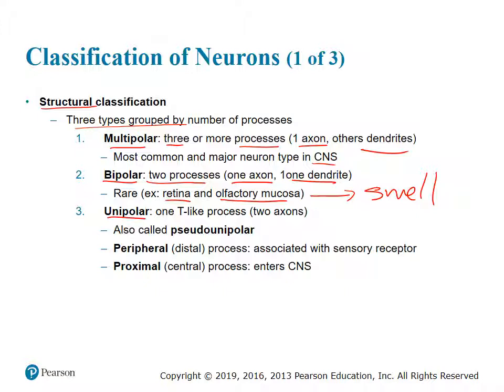And finally, the unipolar neuron. It's always going to have two axons. Always going to look like a T shape, although the T shape can be a straight T, sideways T, sometimes upside down T, right? As far as when you're looking at them, but T nonetheless, right?